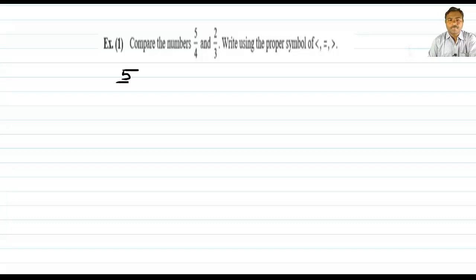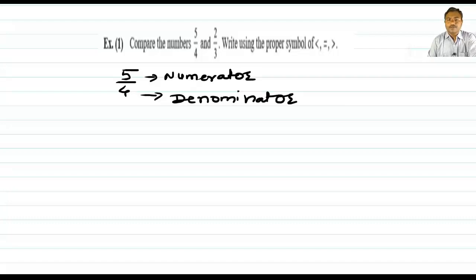5 upon 4. 5 is the numerator and 4 is the denominator. Here 2 upon 3 is the other rational number. 2 is the numerator and 3 is the denominator. We know that if we multiply numerator and denominator by any non-zero integer, then the number is equivalent.